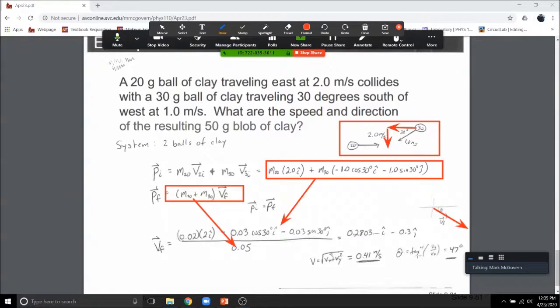If I do an arc tangent there to get my angle, it's going to be the y component over the x component, and I get a 47-degree angle. So the combined blob of clay is going to be moving at 0.41 meters per second, and you could describe this as 47 degrees south of east. Or have a picture like I did. And the reason I know that's the picture, if it's not clear, is because you look at the components. The x component is positive and the y component is negative, so we're pointing down in the fourth quadrant here.